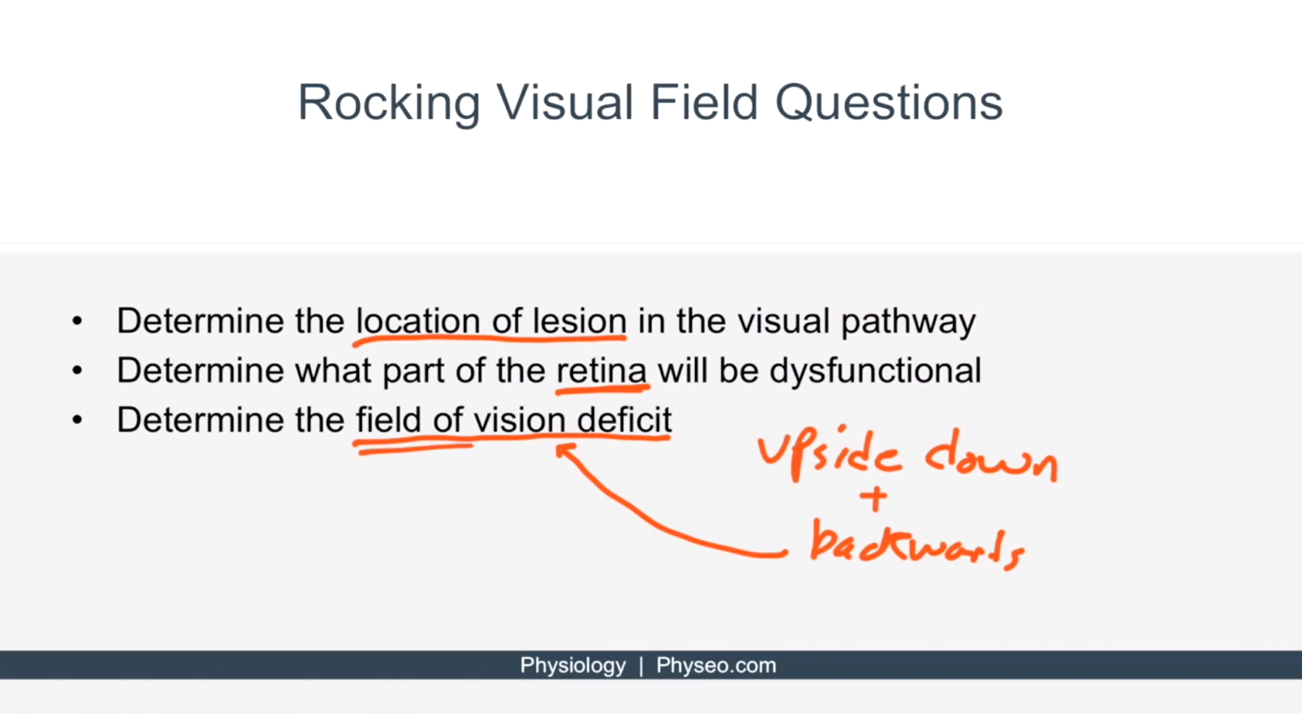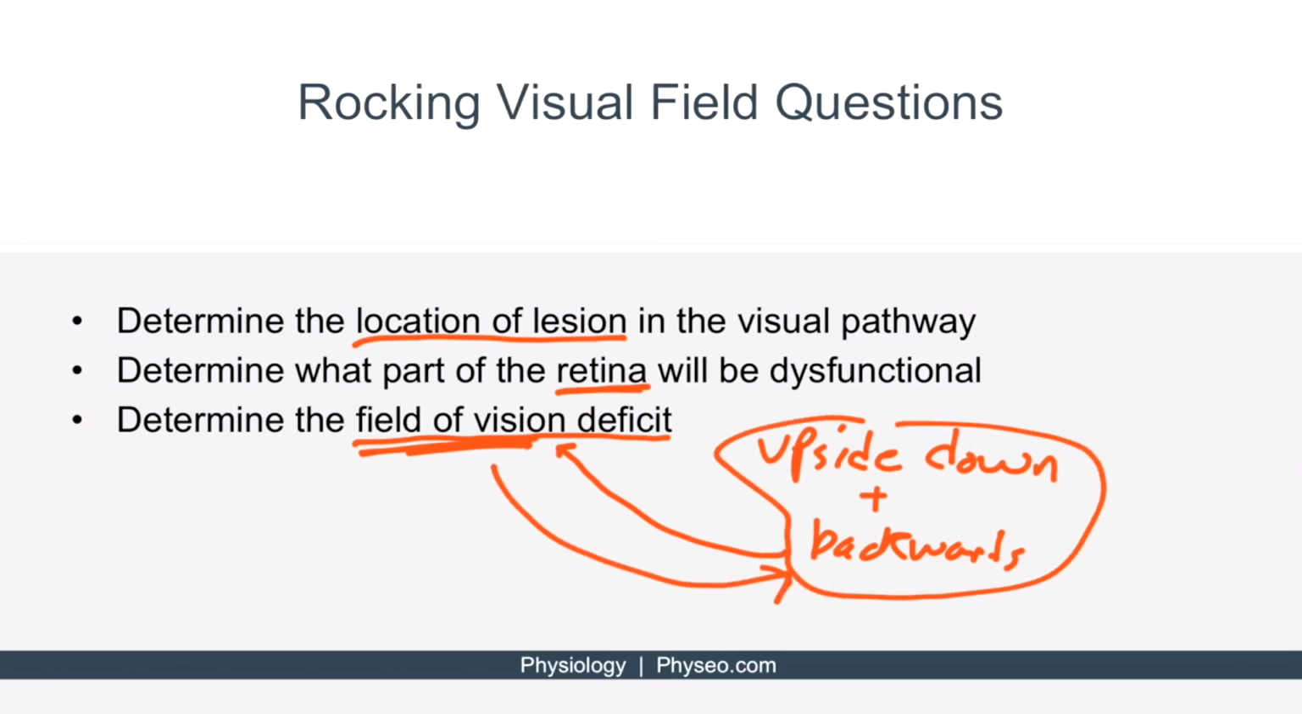So you may be given the field of vision first, then you think, okay, I need to work backwards and determine, I need to flip that upside down and backwards, and that'll give me what part of the retina is damaged, and then from there you determine the location of the lesion. So you just need to be able to do all three of these steps in any order. So let's do an example.